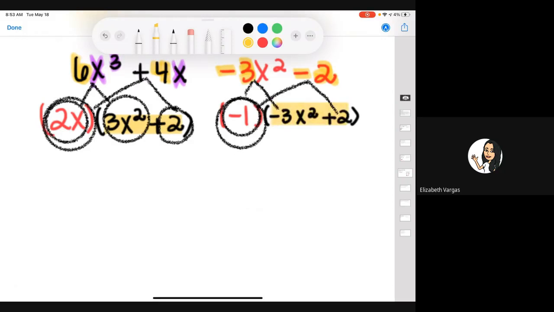Here I have 3x squared plus 2. That's not supposed to be a negative. 3x squared plus 2, 3x squared plus 2, those are in common. So I'm just going to drop those down once. If they're in common, I only need to write it once.